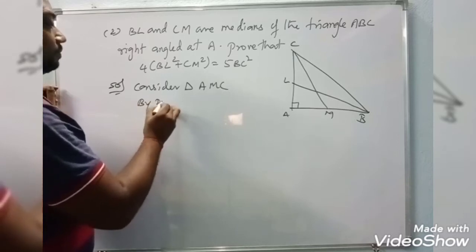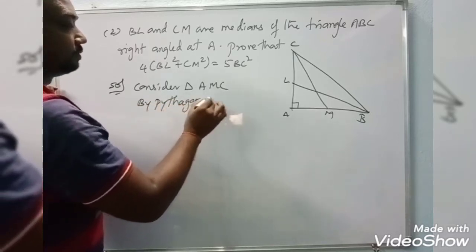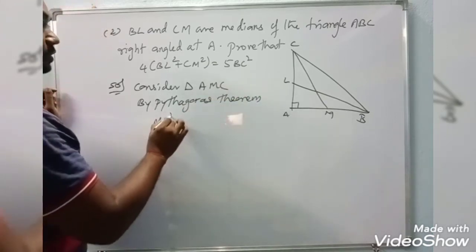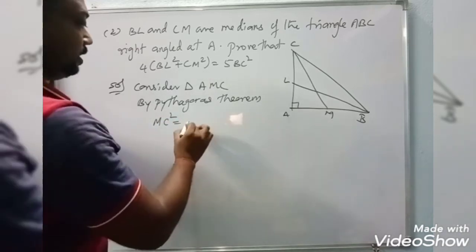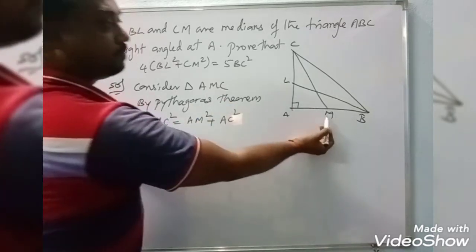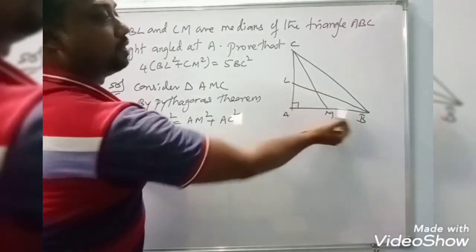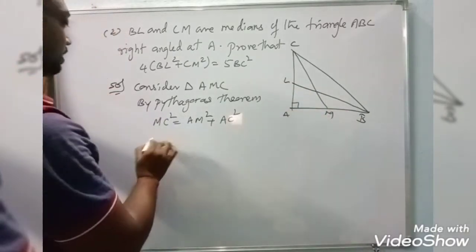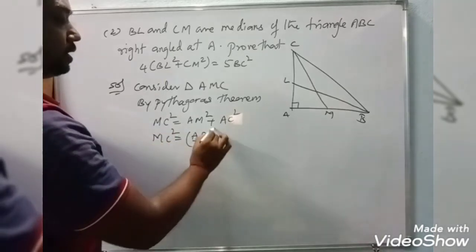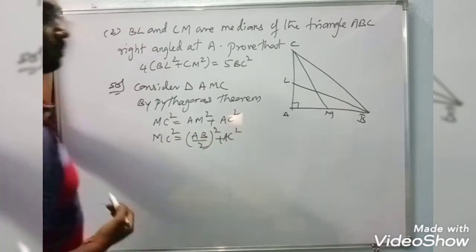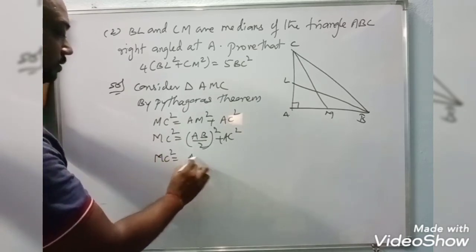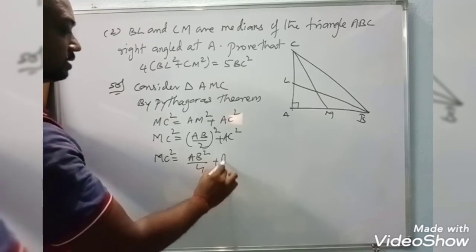So by Pythagoras theorem, we can write this as MC square is equal to AM square plus AC square, right? Now M is a midpoint, median in the sense it is dividing into half. So I can write this one as MC square is equal to AM, I can write as AB by 2, whole square plus AC square. Half of AB is nothing but AM, right? Now we can write this one as MC square is equal to AB square by 4 plus AC square.